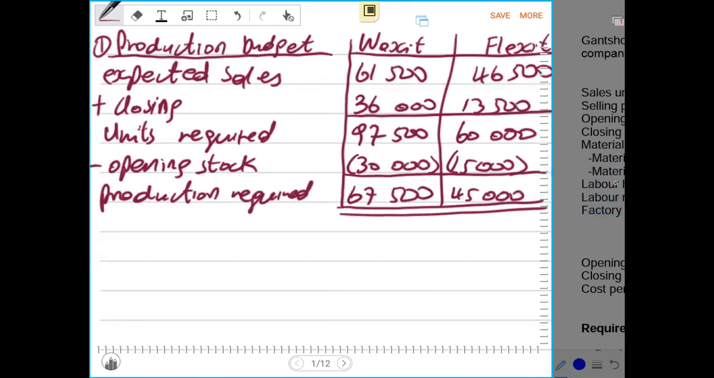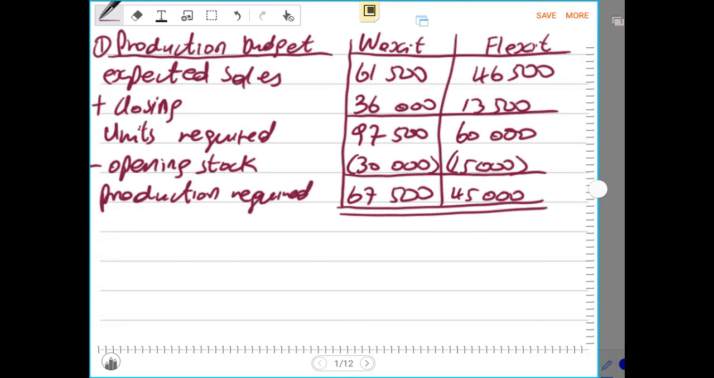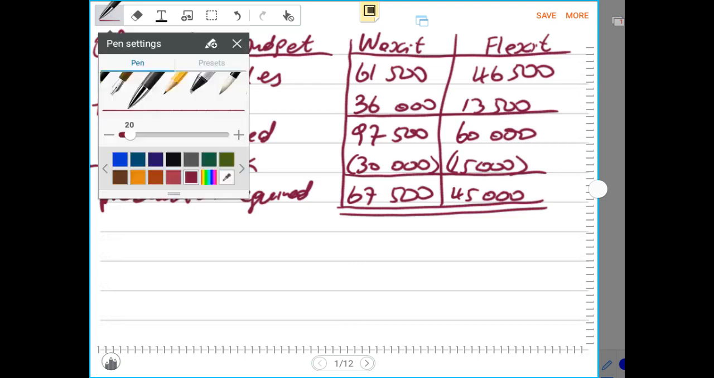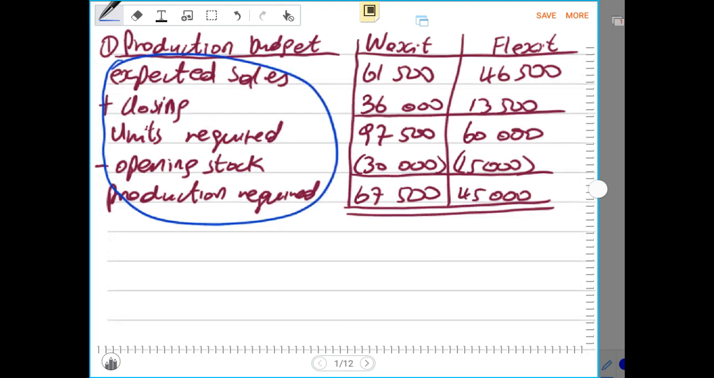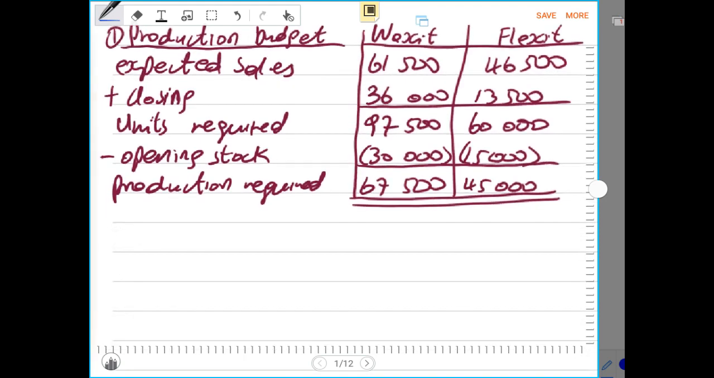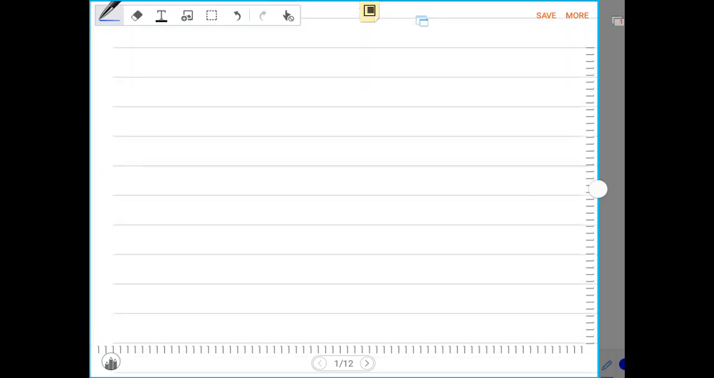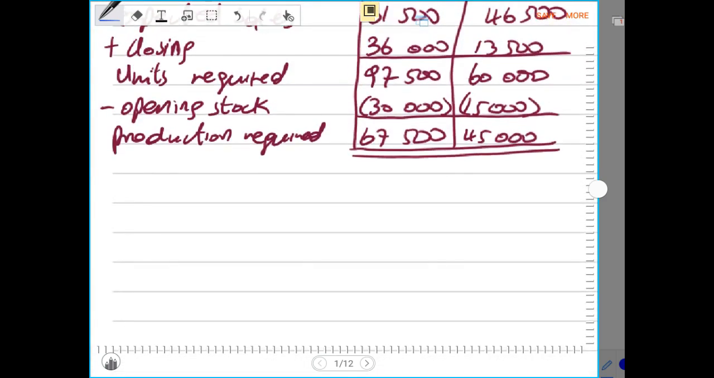Then we have to do the second budget. The production budget ends here, and it's very important: please keep the format on the left hand side, because this format will not be given to you in the exam. You have to know what to add and what to write here. This is not a very complicated budget to forget. It is a very easy and straightforward budget. So now we go to the second budget.